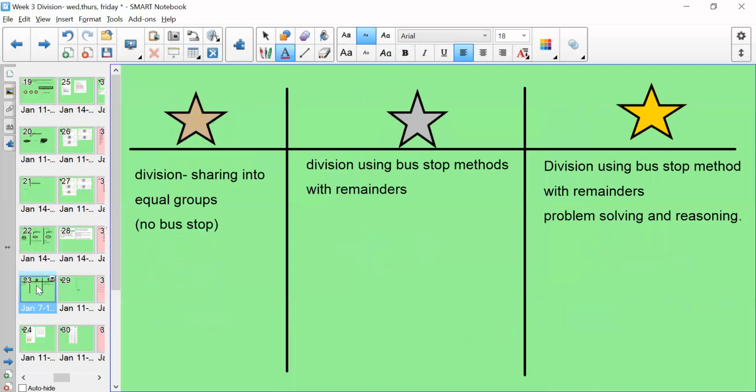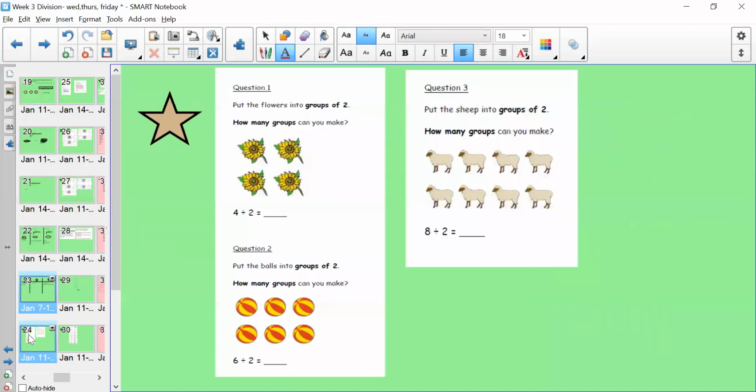So if you're going to be doing the bronze, you are still sharing, no bus stop method. These are children that went to Miss Hand, unless of course you went to Miss Hand and you're doing bus stop, that's absolutely fine. Silver are going to be dividing using the bus stop method with remainders. Same with the gold, and then the gold will have some extra problem solving and reasoning activities to do. So the bronze activity is looking at the pictures and the sum and seeing if you can work out the answer.